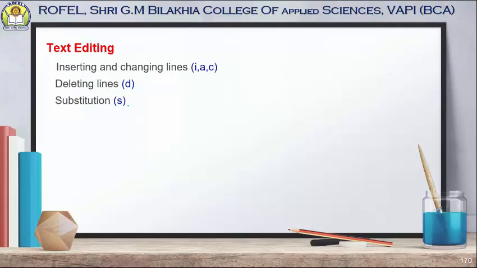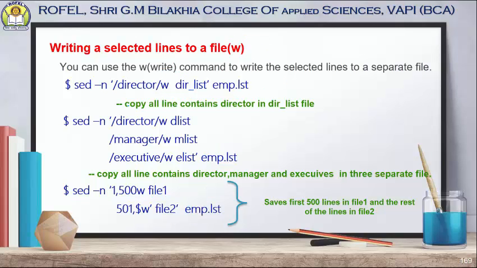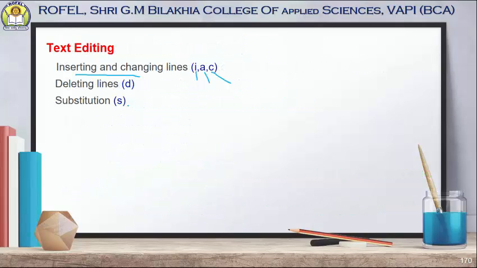So in sed you can use W for writing selected lines to the file, then I for inserting some line to the existing file, append as well and change as well. D is used for deleting lines and S for substitution. Yes, so these text editing commands we will learn in the next session. Fine, all of you?